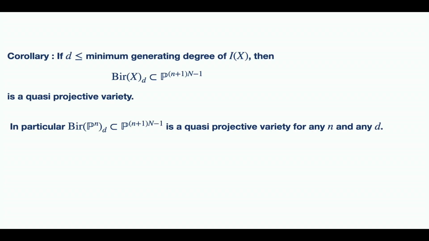So as a corollary, we can say that if we have a polynomial degree less than the minimum generating degree of I_X, BRX_t is a quasi-projective variety. And in a specific case, if you put Pn here instead of X, this is a quasi-projective variety for any n and for any d.